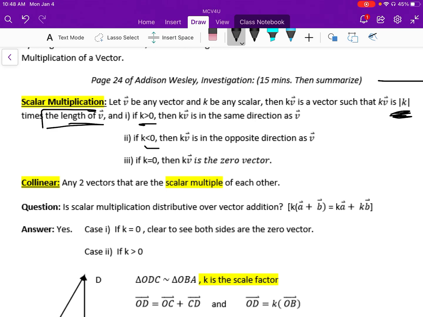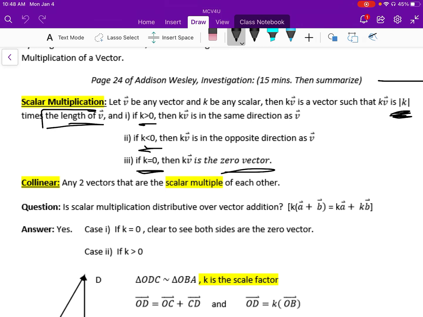If k is negative, then kv is in the opposite direction of vector v, but again, its length is the absolute value of k times the length of vector v. And then the easy one is if k is 0, then we're going to end up with the 0 vector. K times vector v is just the 0 vector. That's the definition of that one there. Hopefully you've got that from that little investigation that you just did.